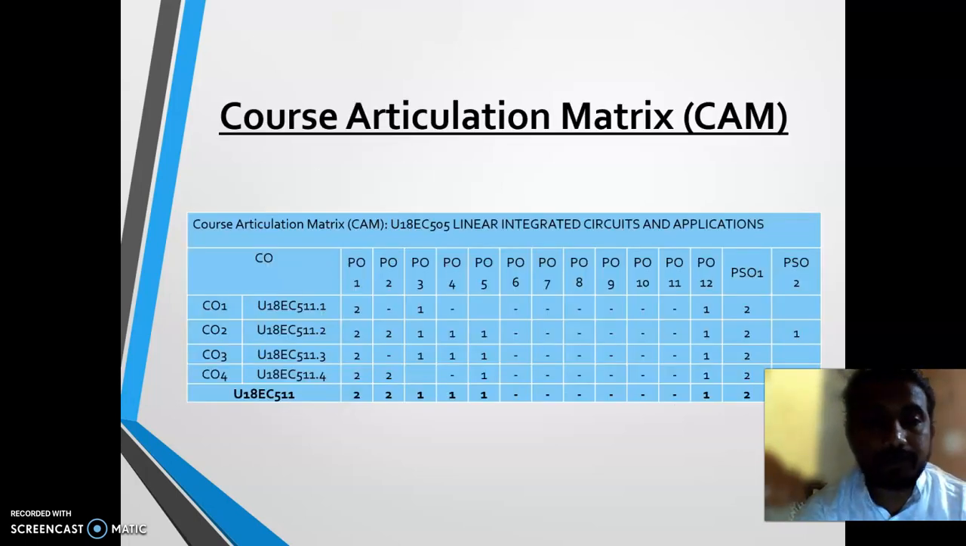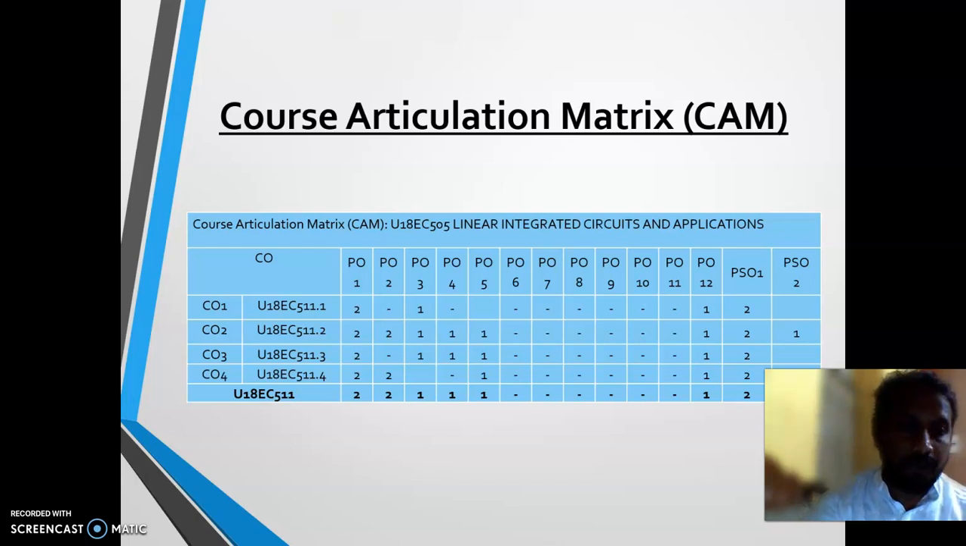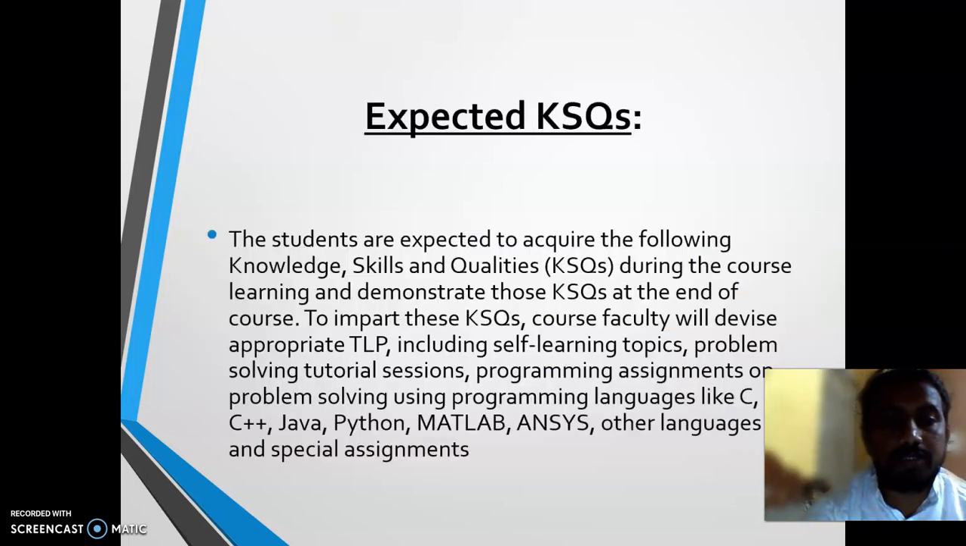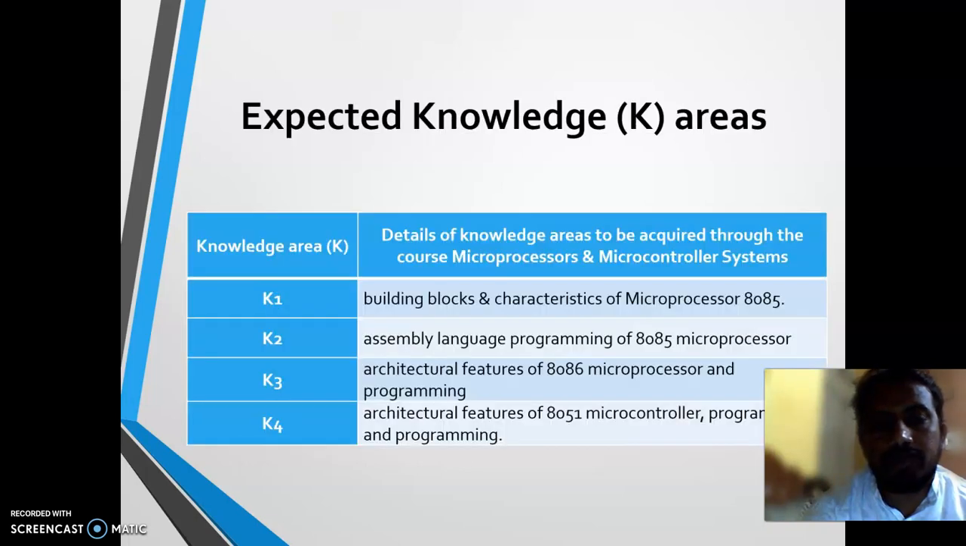This shows how the POs, program outcomes, and program specific outcomes have been related with each of the course outcomes. This is a course articulation matrix. So how the rating from 1 to 3 has been given for each of these POs is shown in the course articulation matrix. And these are the expected KSQs: knowledge, skill, and quality. These are the three things.